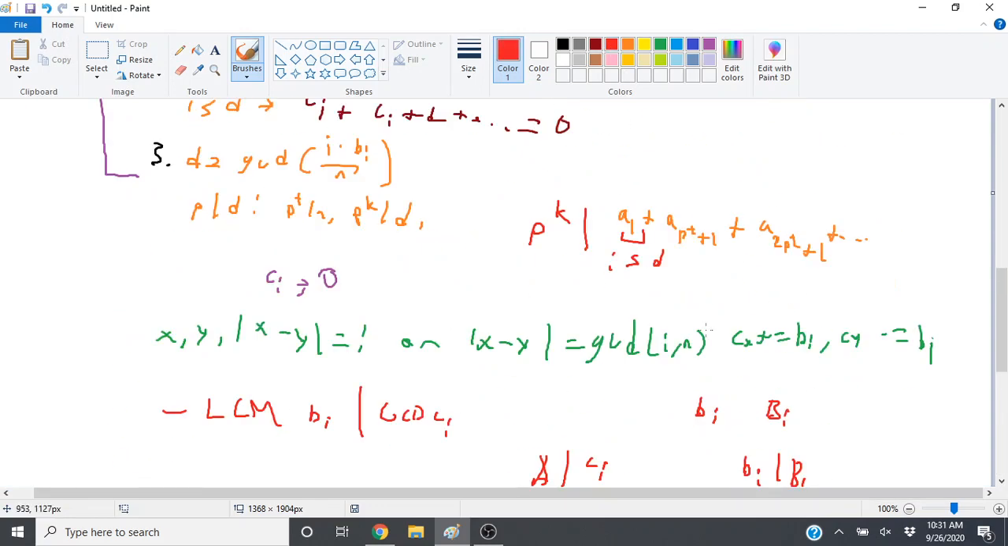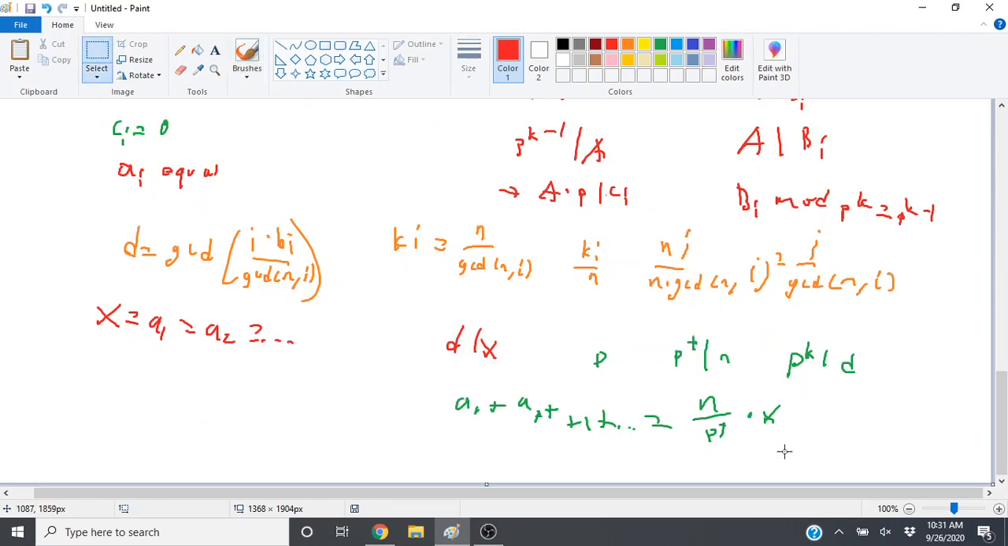So we know that this quantity from condition 3 is divisible by p to the k. But n is divisible by p to the t, and in fact, p to the t is the largest power of p that n is divisible by. So in terms of just p to the k, we can get rid of this. And therefore, p to the k divides x. So every prime factor of d also divides x, which means that d itself divides x. And we've shown that it's possible.